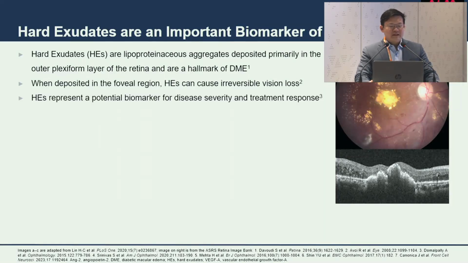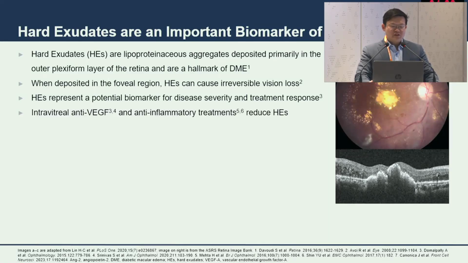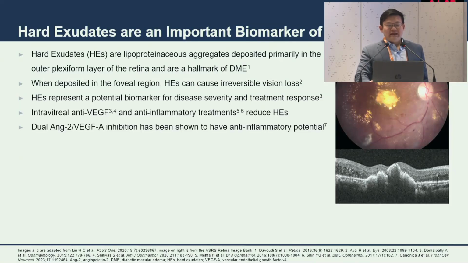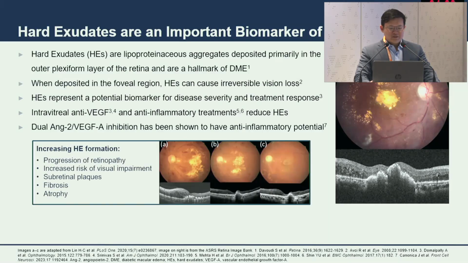It may also represent a potential biomarker of disease severity and treatment response. And we know that both intravitreal anti-VEGF and anti-inflammatory treatments can reduce hard exudates. There is a previous suggestion, maybe similar to what Martin was mentioning, that people previously believed that steroids may be more efficacious for patients with a lot of hard exudates, although that remains to be proven in a well-designed randomized clinical trial. But here we do have a bispecific antibody that blocks both angiopoietin-2 and VEGF-A, and it has been shown to have some anti-inflammatory potential in vivo models.